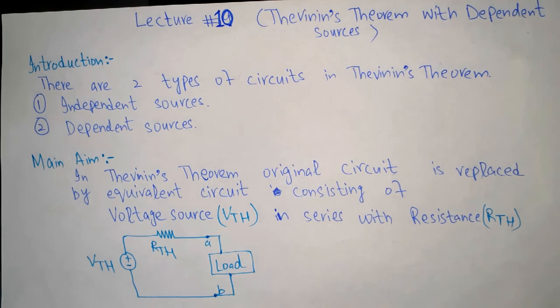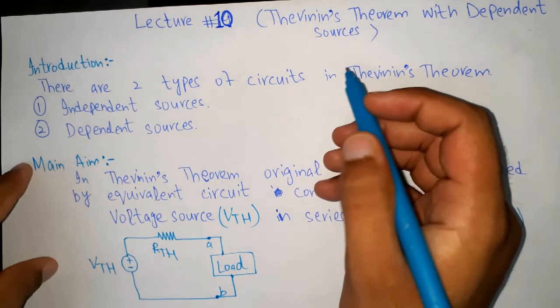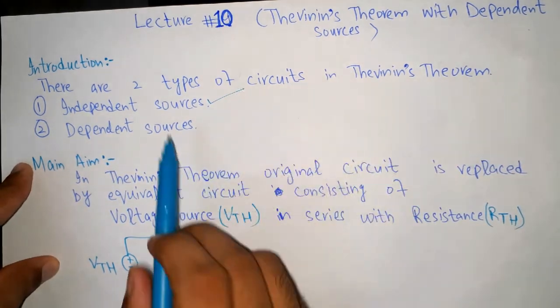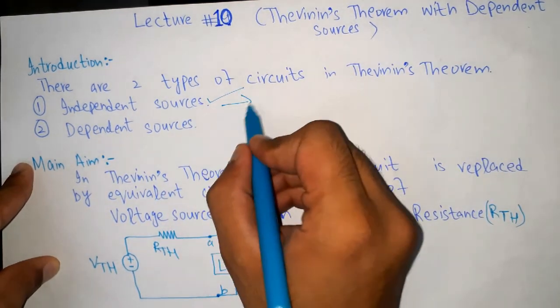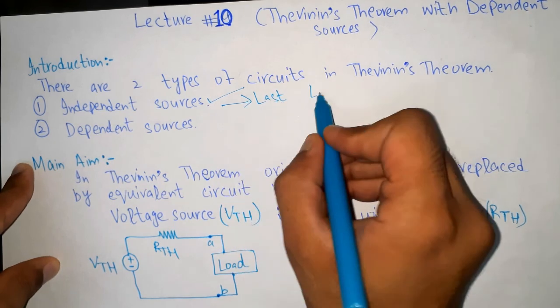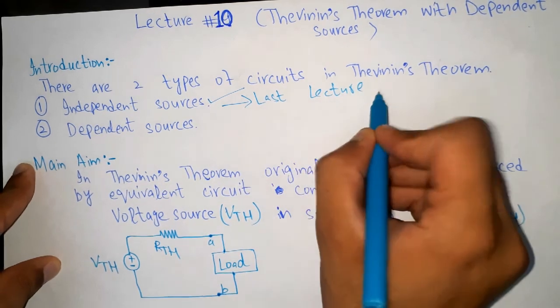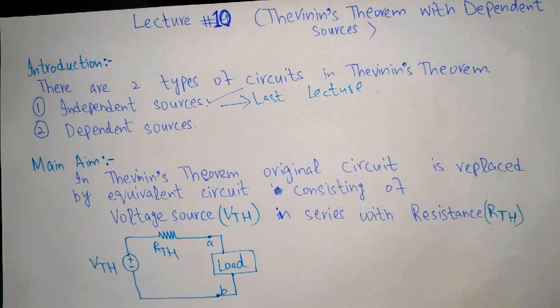Students, firstly we will discuss the introduction of Thevenin's theorem. In Thevenin's theorem, there are two types of circuit. Firstly, there are independent sources, which we covered in our last lecture. And second, there are dependent sources, which we will cover in today's lecture.